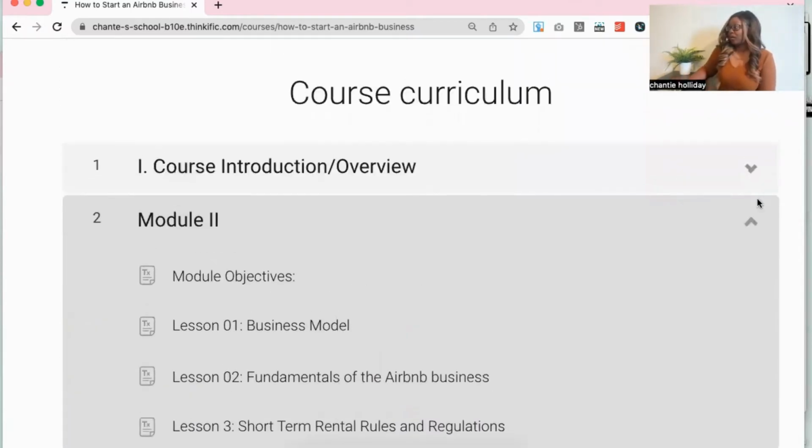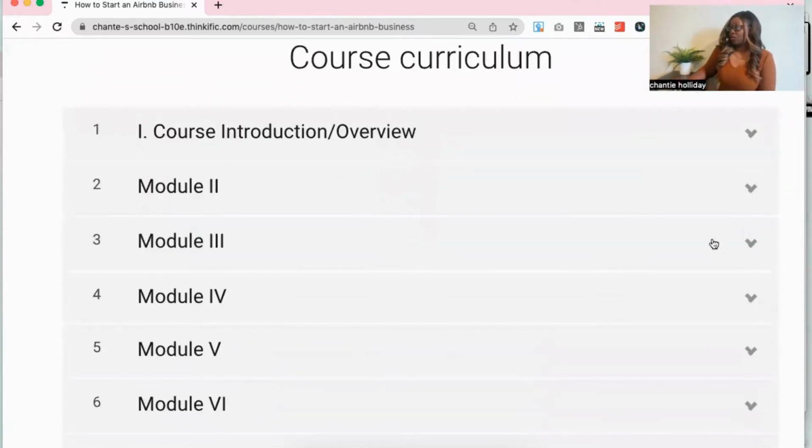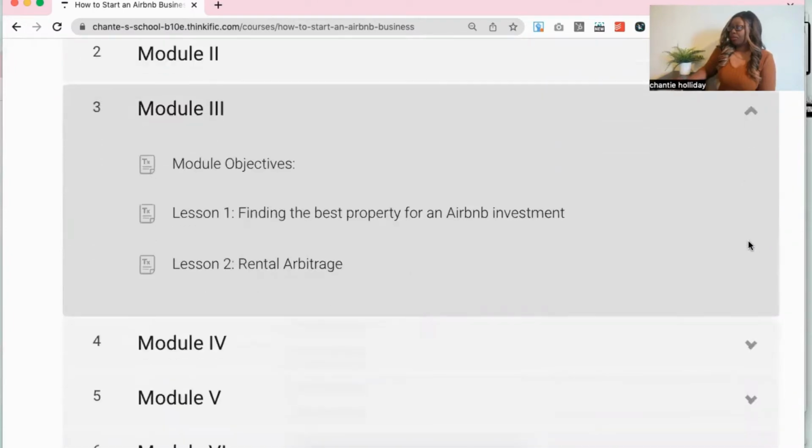Now let's look at Module 3. Module 3 is discussing first the module objectives so they know what to expect. Then Lesson 1 goes over finding the best property for an Airbnb investment. Lesson 2 is rental arbitrage.